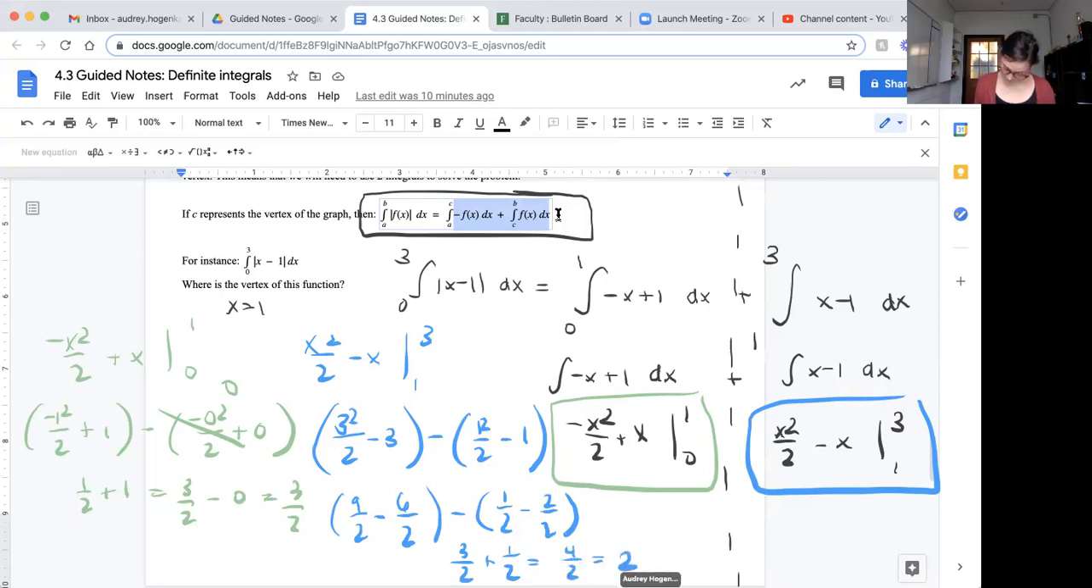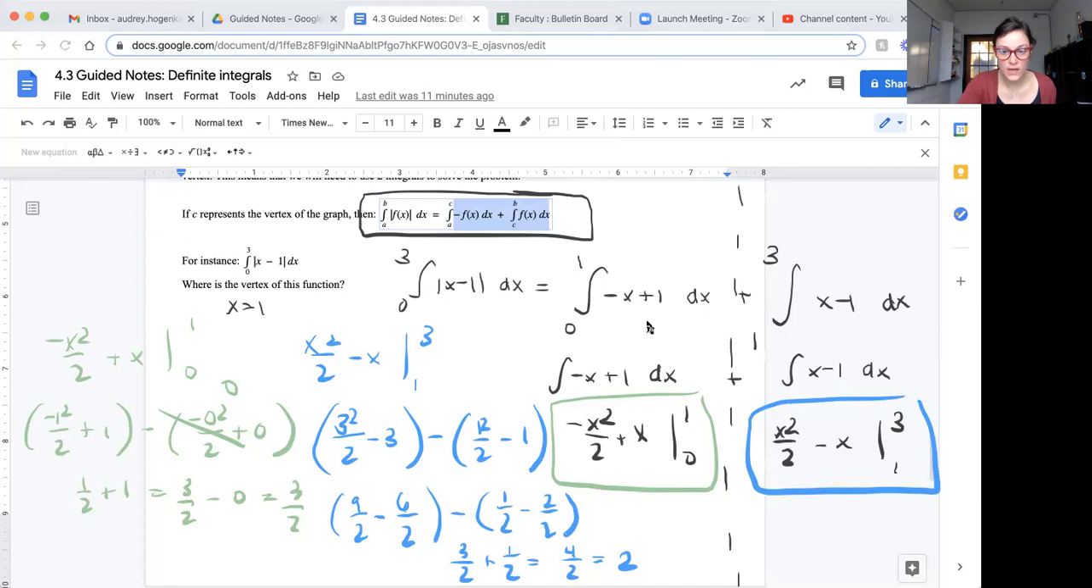Shoot, I might have made a mistake somewhere. I'm going to check my work in the green. Negative 1/2. When I plug in 1, I'm going to get negative 1 squared, which is 1/2 plus 1, which is equal to 3 halves minus, when I plug in 0, I get 0.